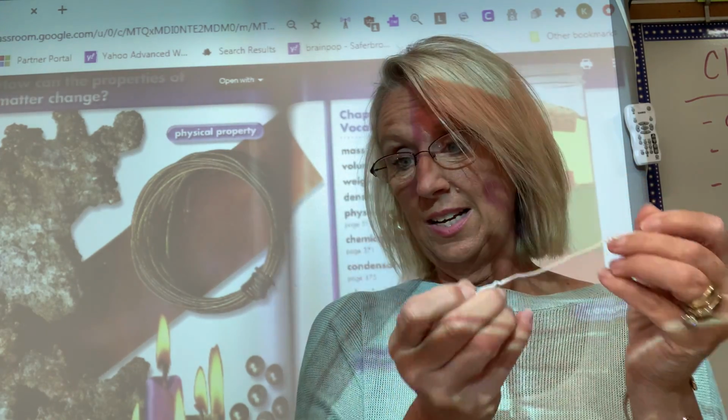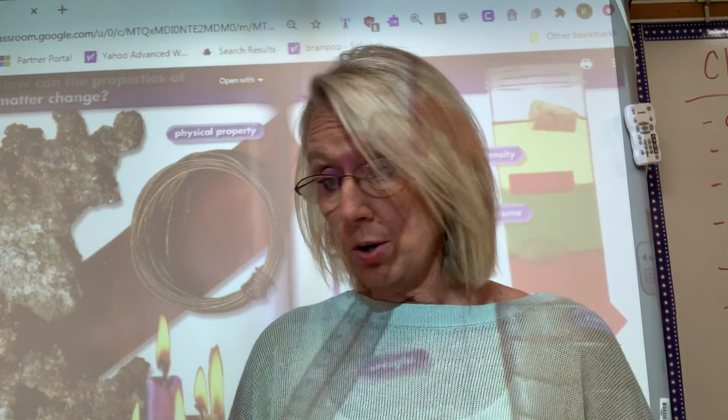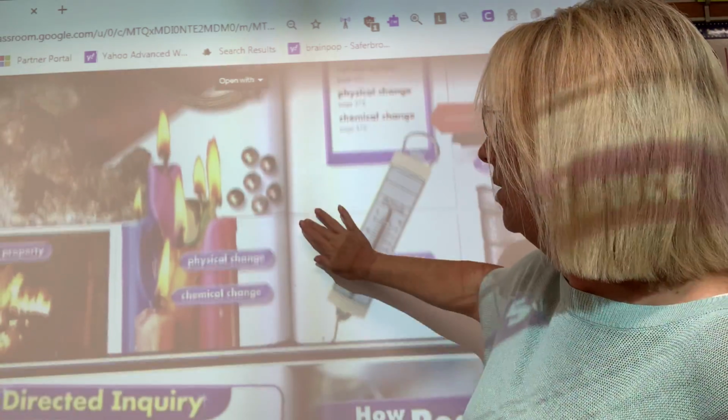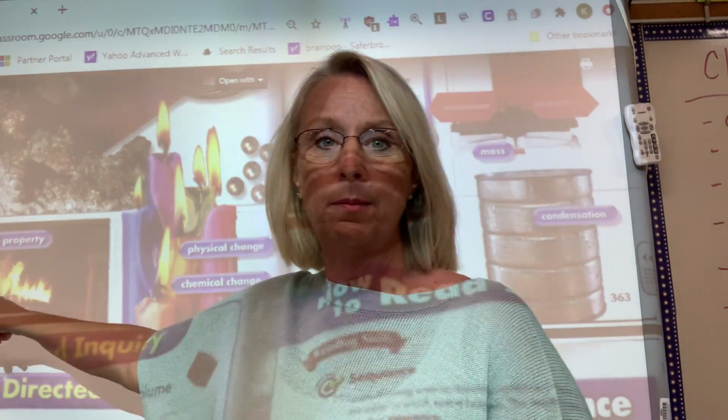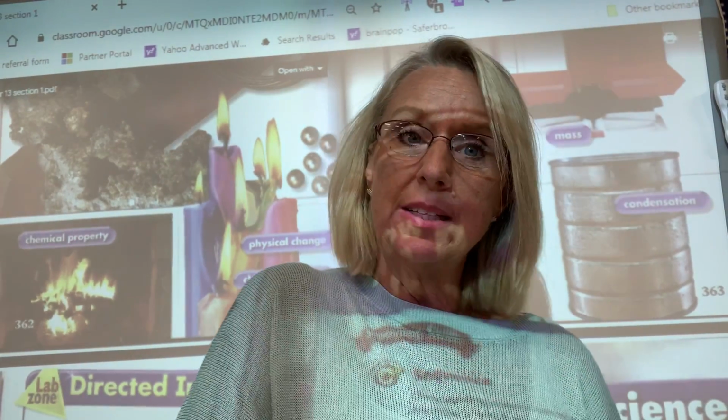So this is physical property. Now, a chemical property, which is down here at the bottom. It's hard to see what that is, but it is firewood that's been set on fire.